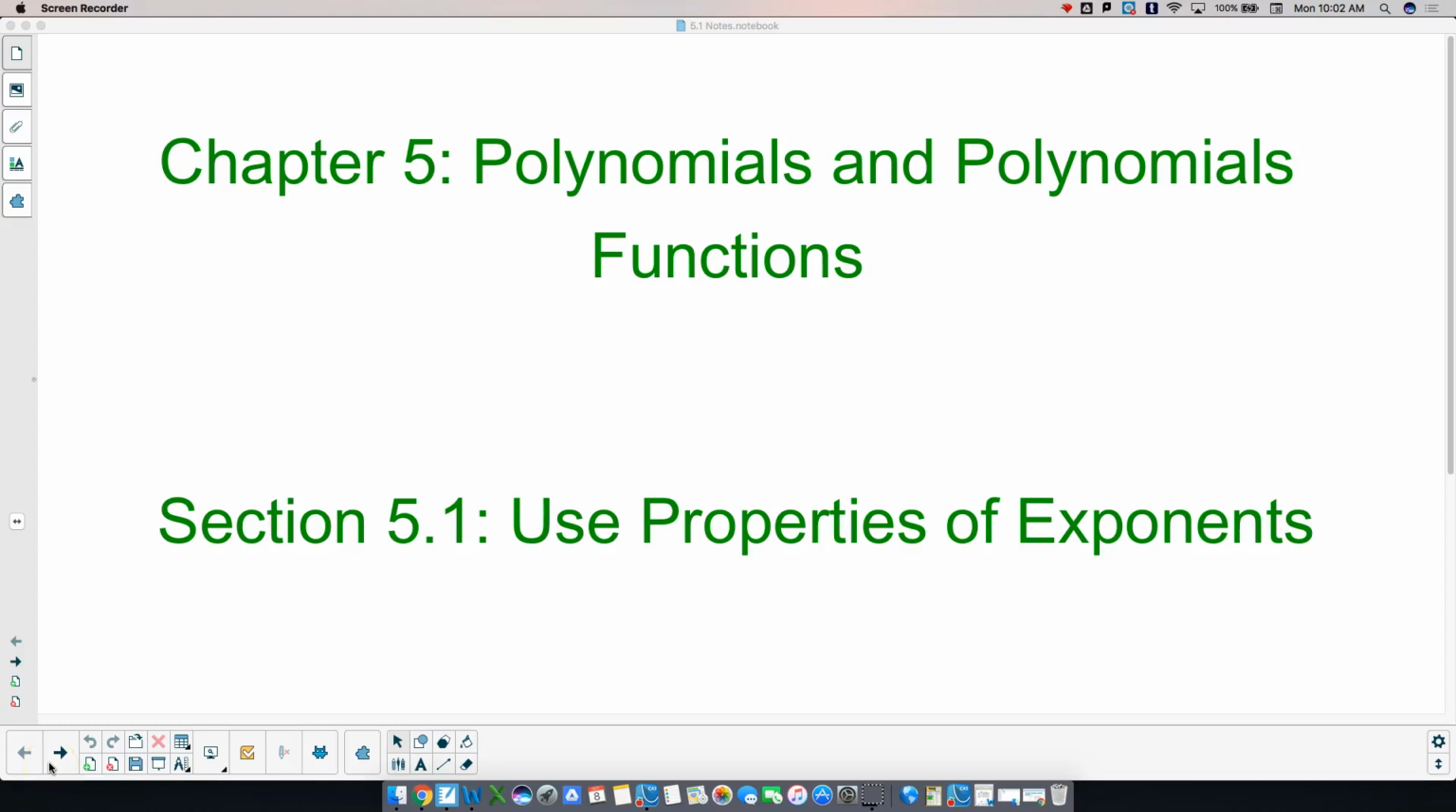Let's start Chapter 5. Chapter 5 is all about polynomials and polynomial functions and dealing with polynomials: adding and subtracting and multiplying and dividing and simplifying and all that good stuff. Okay? So it's all good stuff. When it's all said and done, you're just adding, subtracting, multiplying, and dividing in this chapter.